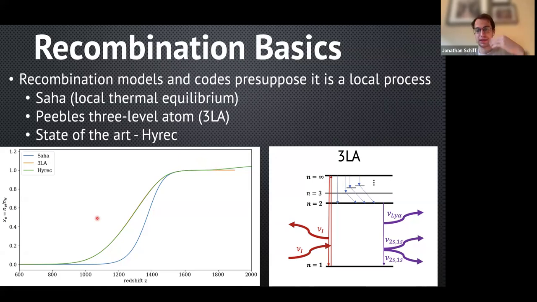You can see Saha does a decent job of estimating the onset of recombination, but then overshoots the rate. You also can't see it here, but it misses the freeze out due to the expansion. But you can see that the three-level atom, despite being pretty simplistic, does a very good job of capturing the correct recombination history compared to even the state-of-the-art codes. And so that'll be our working model for recombination throughout here.